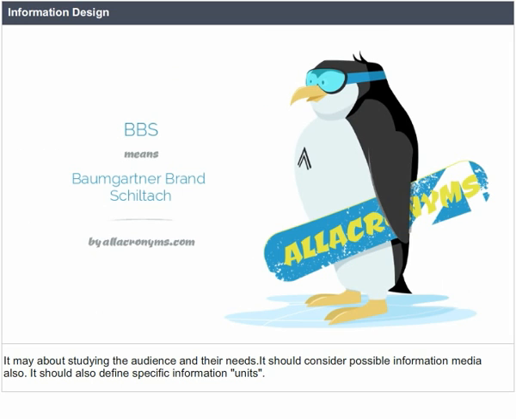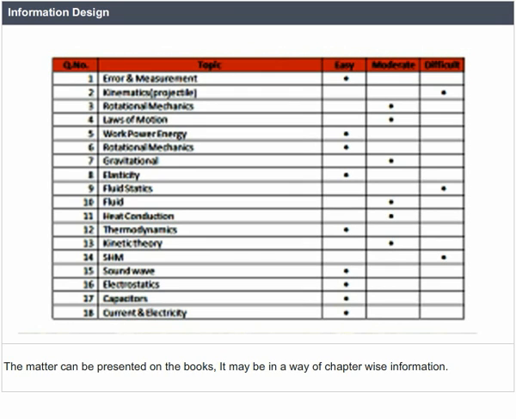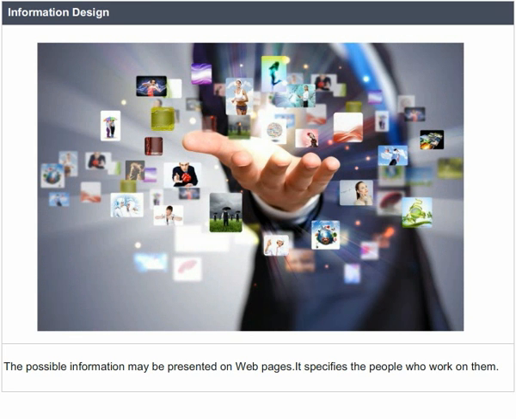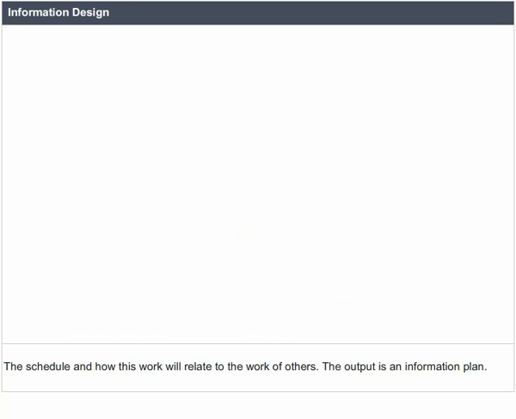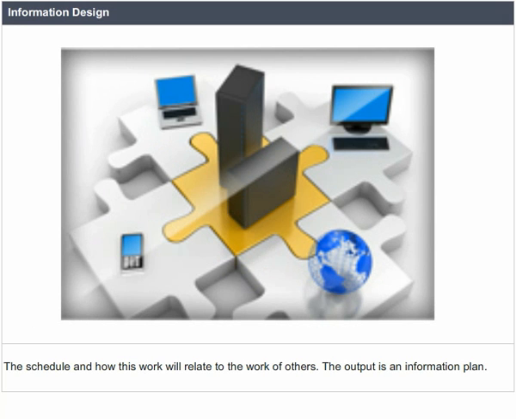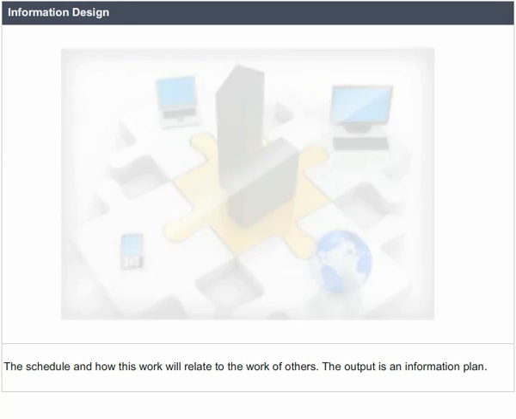It should consider possible information media also. It should also define specific information units. The matter can be presented in books. It may be in a way of chapter-wise information. The information may be presented on web pages. It specifies the people who work on them, the schedule, and how this work will relate to the work of others. The output is an information plan.